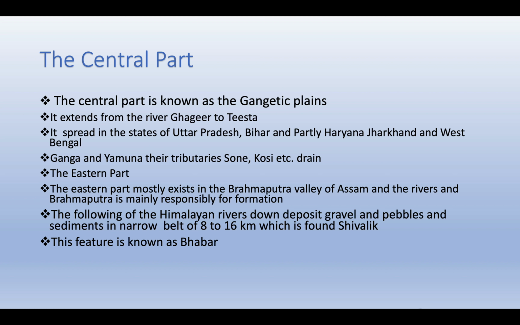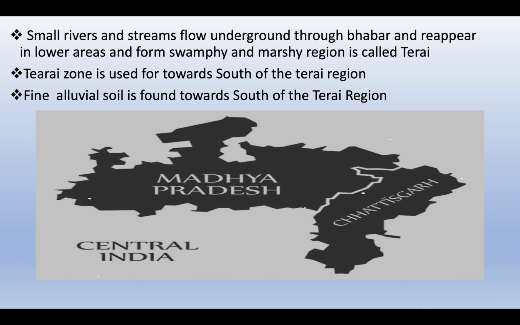The eastern part mostly exists in the Brahmaputra Valley of Assam, and the river Brahmaputra is responsible for its formation. The flowing of the Himalayan rivers down deposits gravel, pebbles and sediments in a narrow belt of 8 to 16 kilometers, which is found along the Shivaliks. This feature is known as Bhabar, where the Himalayas deposit the gravel and sediments.